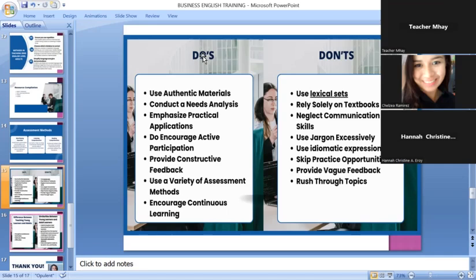We also need to avoid using jargon excessively. They don't need that. Idiomatic expressions, especially for beginners, are a big no-no. They don't know that. We can use idiomatic expressions if we know how to explain them very well, if we know how to make them understand. But if we are not sure, then let's not use idiomatic expressions. Let's avoid those expressions.